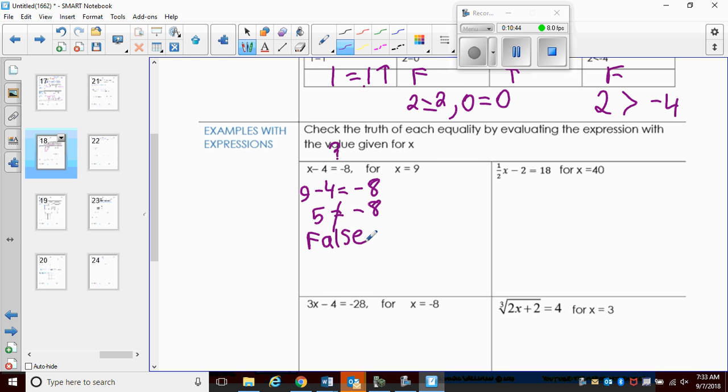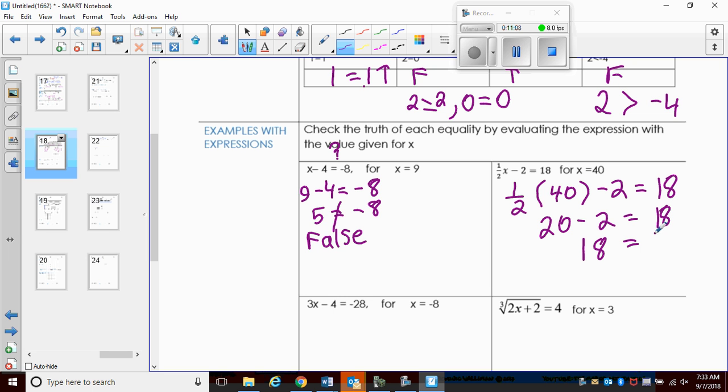For the next one, we have 1/2 times x minus 2 equals 18 when x equals 40. So we just substitute in 40. We replace the x with 40. Don't forget to use the parentheses. 1/2 times 40 is 20. Minus 2 equals 18. 20 minus 2 equals 18. 18 equals 18. So this is true.